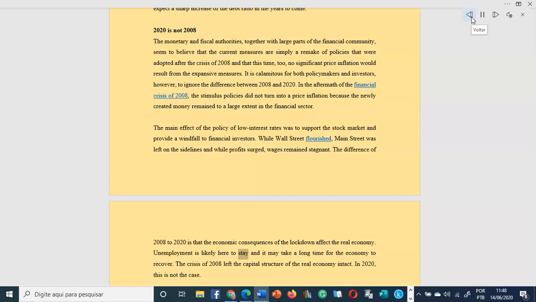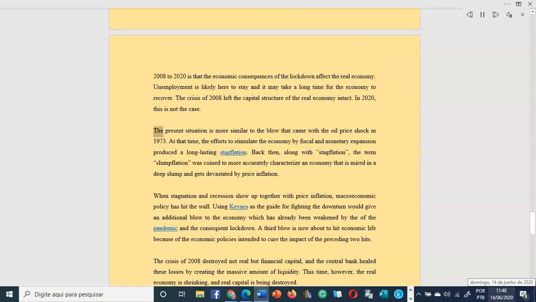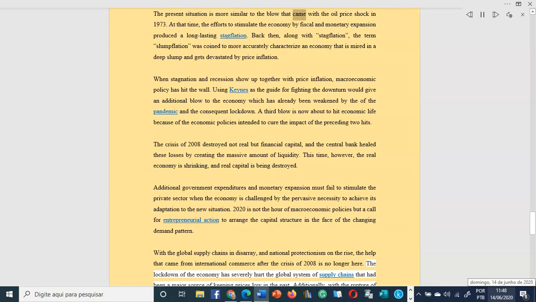Unemployment is likely here to stay, and it may take a long time for the economy to recover. The crisis of 2008 left the capital structure of the real economy intact. In 2020, this is not the case. The present situation is more similar to the blow that came with the oil price shock in 1973. At that time, the efforts to stimulate the economy by fiscal and monetary expansion produced a long-lasting stagflation.